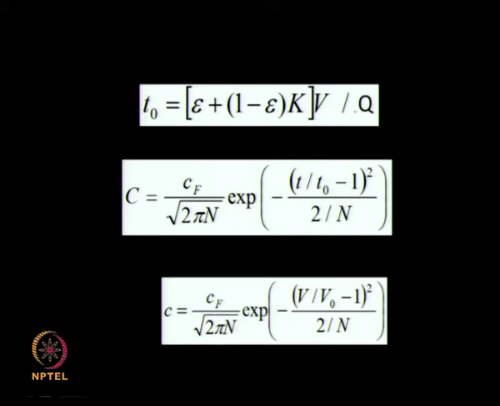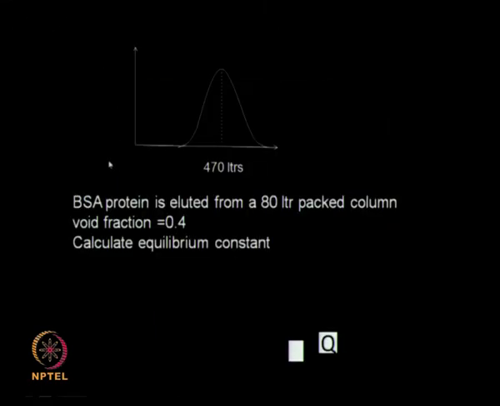Okay, now let us keep doing some more problems so that these concepts become very clear. Now imagine I am using a chromatographic column to purify BSA, bovine serum albumin protein. Okay, so when I use that, the column is about 80 liters, a packed column of 80 liters with a void fraction of 0.4.